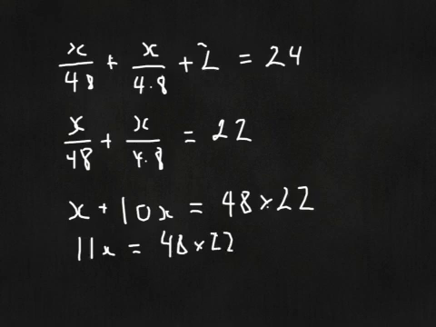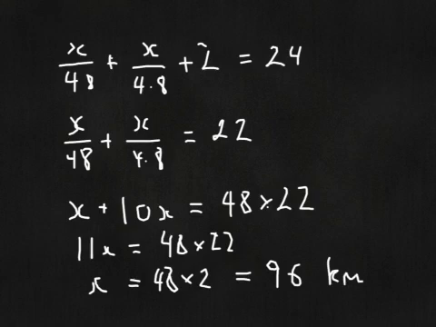We can now divide by 11, and we get x equals 48 times 2, because 22 divided by 11 is 2, equals 96. Don't forget the units. The units in the question were kilometers, so that's what the units in the answer will be. And that concludes the question.